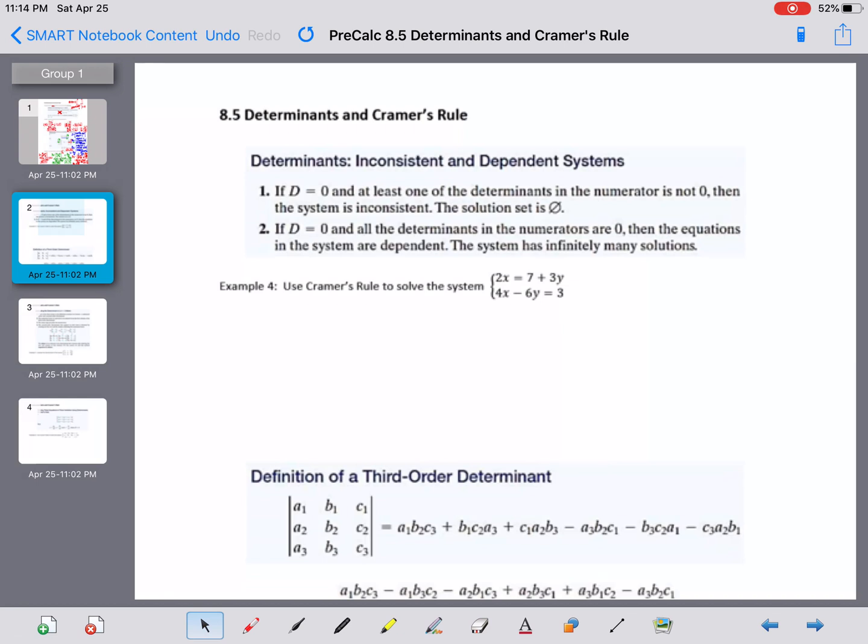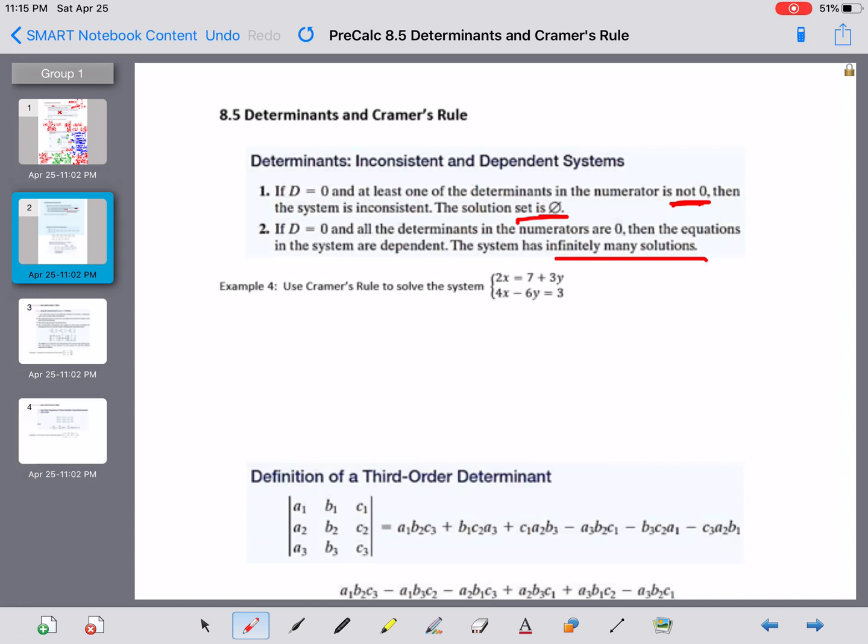Because if at least one of them is not 0, you're going to end up with no solution. However, if you get d equals 0 and then all the other determinants are also 0, then you're going to have infinitely many solutions. Okay, so that's one of these things when we work with Cramer's rule. So be careful and make sure, number one, you check your math to say, did I really get a 0? But you can't just stop at d equals 0. You've got to try your dx and your dy to see if you get something other than 0.